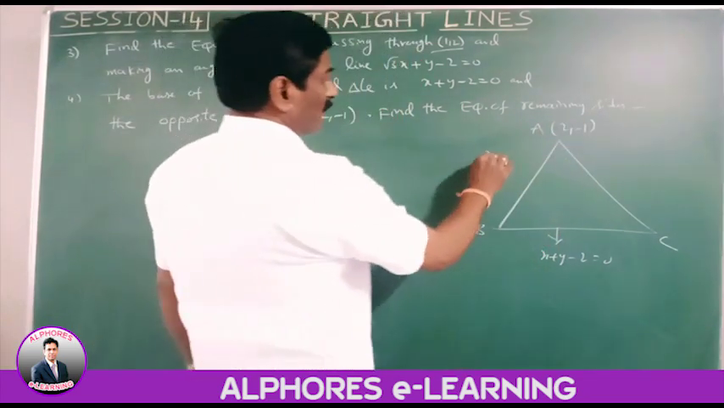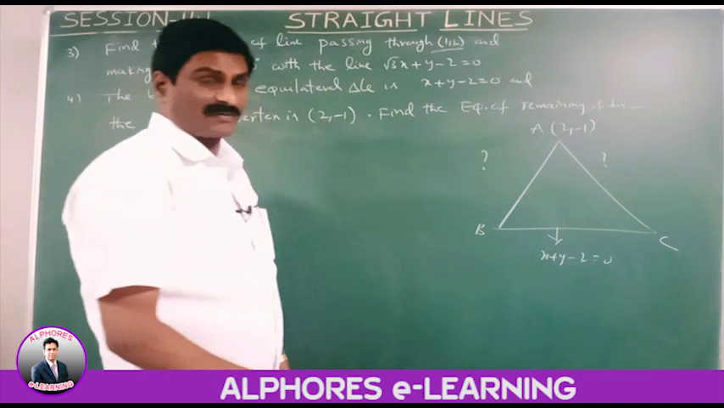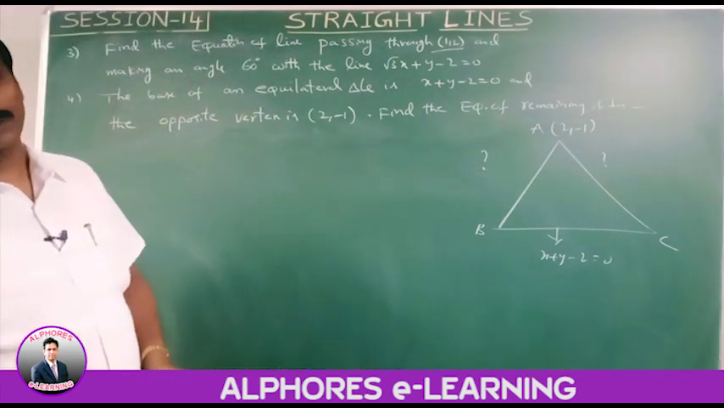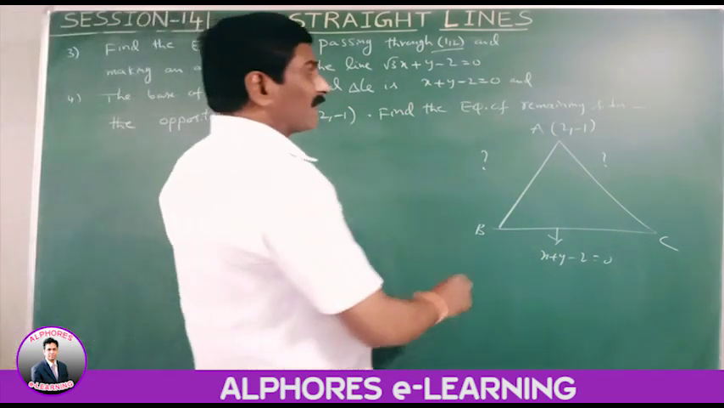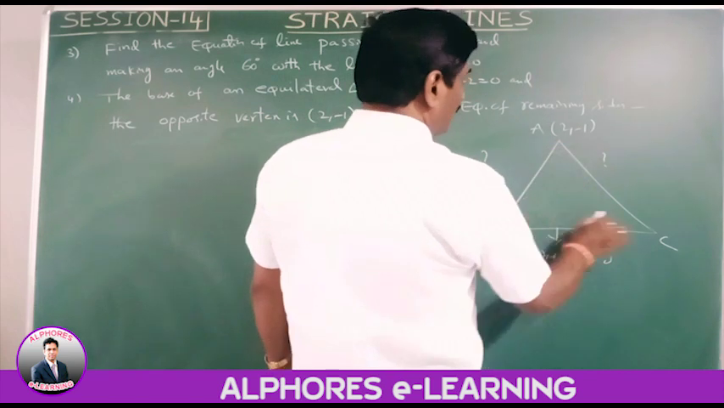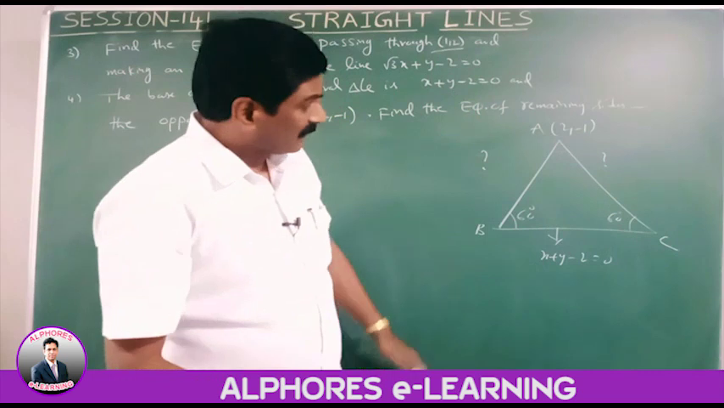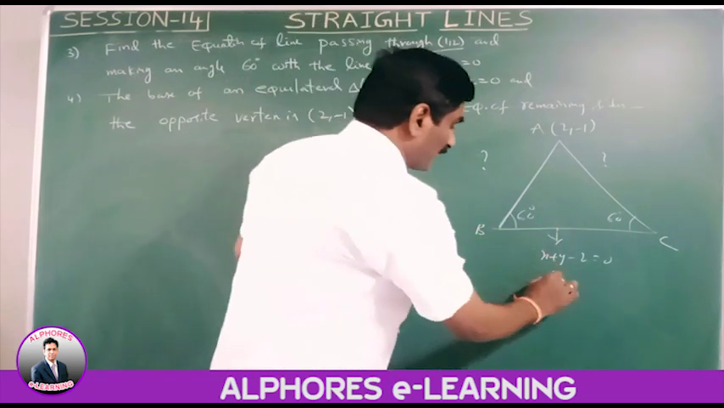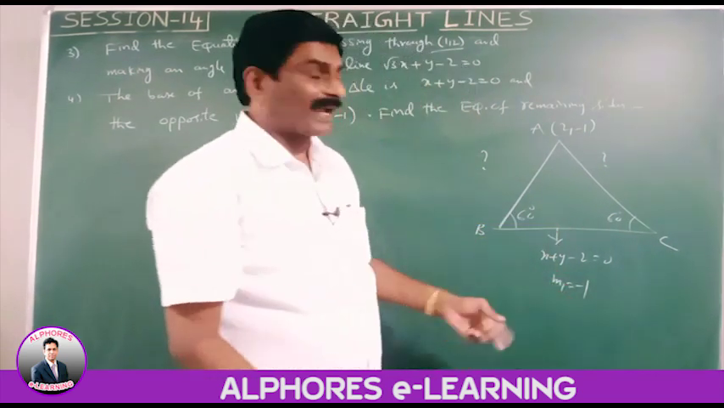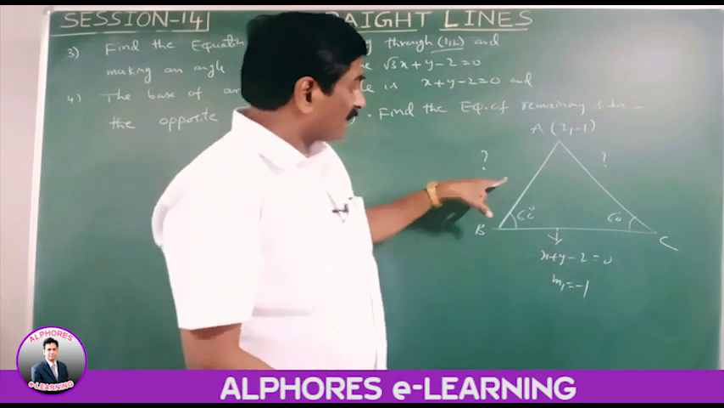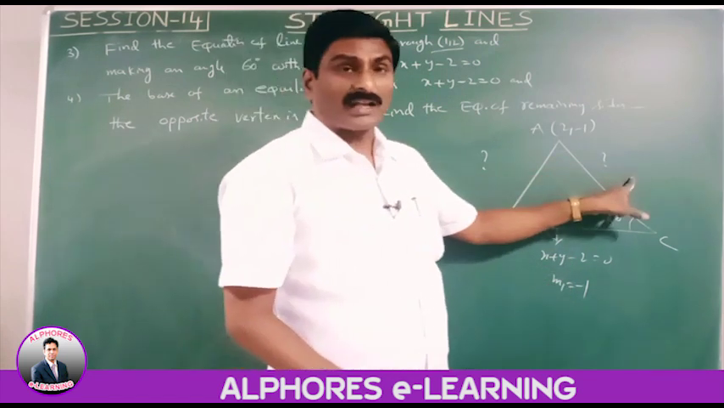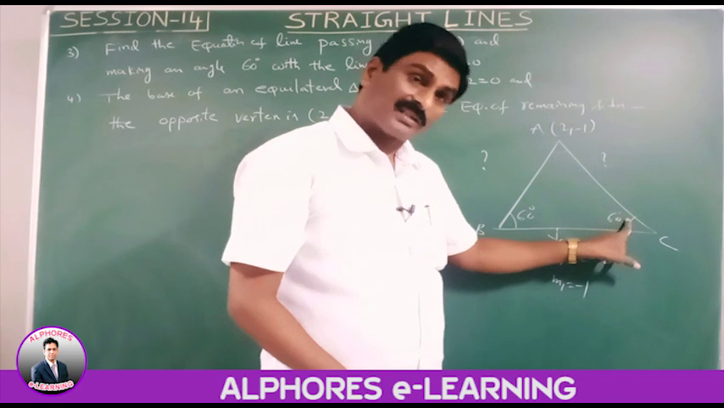Now we find the equations of AB and AC, these two sides. What is the angle in an equilateral triangle? In an equilateral triangle, each angle is equal to 60 degrees. This angle is 60, this angle is 60, all of these angles are 60. This is the given line. The slope of this line is m1 is equal to minus 1, minus x coefficient by y coefficient. The slopes of the other two sides are unknown, but both of the angles are 60 degrees.